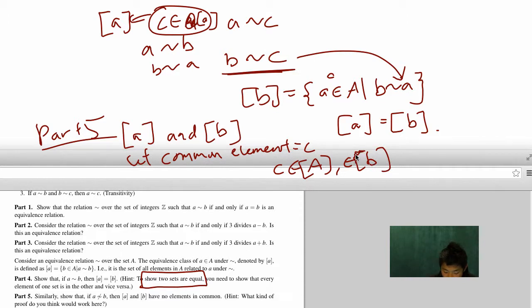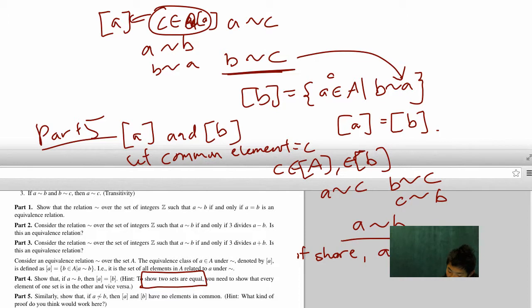Excellent. So now, we know that because it's in A, we have AC, and because it's in B, we have BC. And this means that by transitivity, we can flip things around, right? See B by symmetry. In the end, we get A is related to B, and this is the Q we wanted to prove. So the contrapositive is if A and B share an element, then this has to be true, and we've just proved that. So that's part 5 of problem 3.